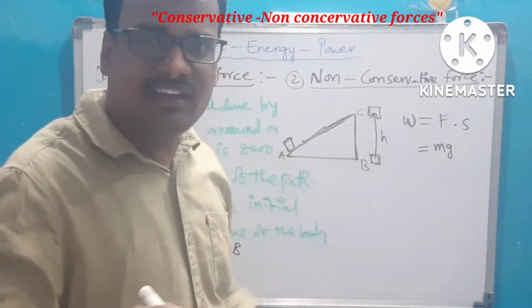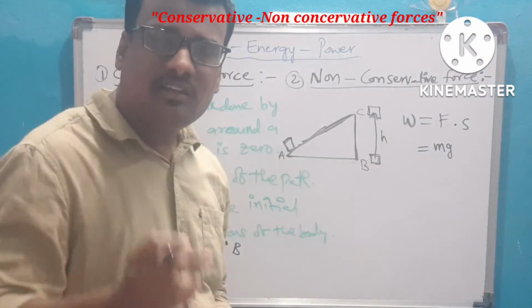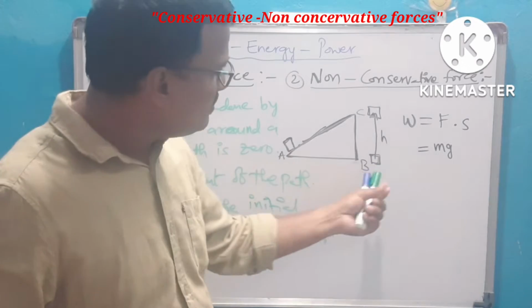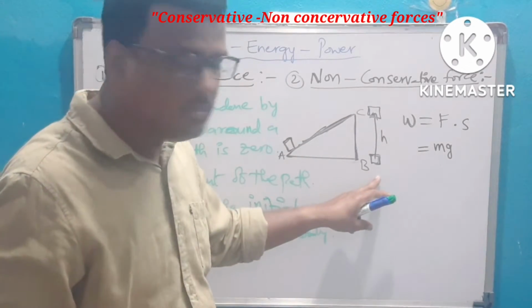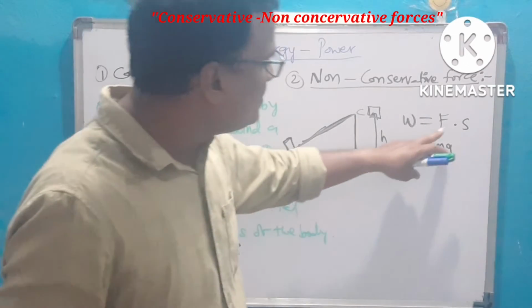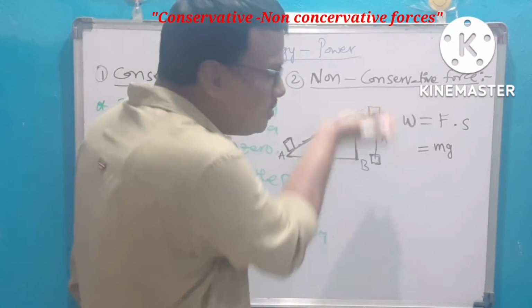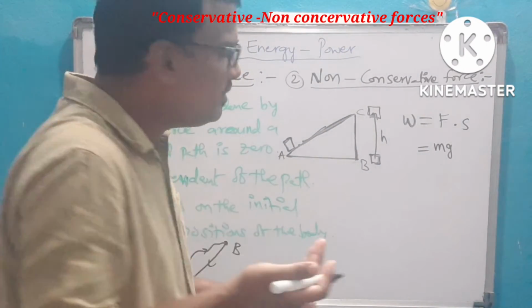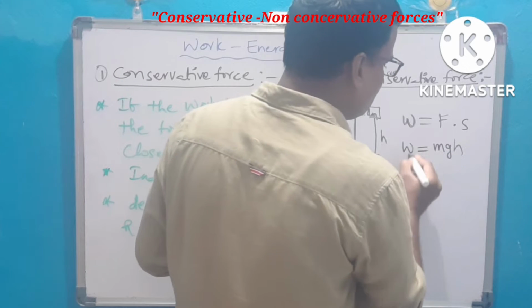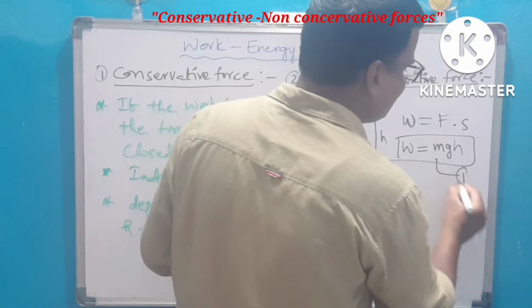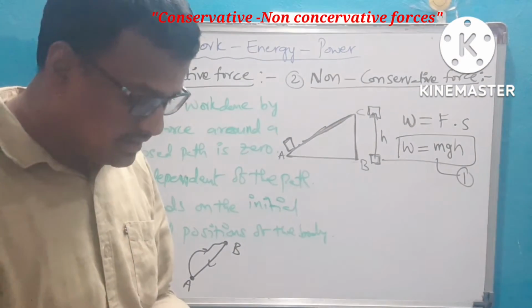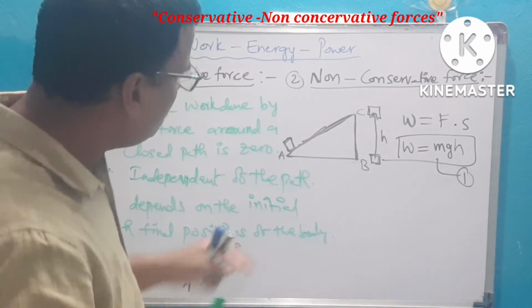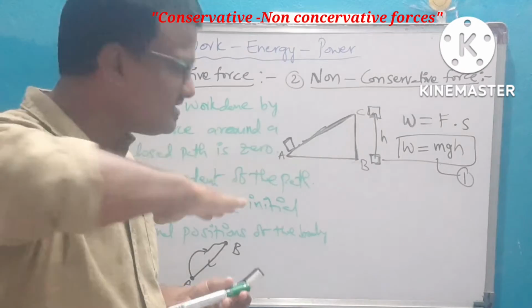In Newton's second law, we already proved that F equals ma. In place of a, we write g here, because the gravitational pull is acting on that body, so that is equal to the weight of the body. That's why F equals mg. The displacement of the body, that is the height, is h. So in the first case, the total work done is W equals mgh.